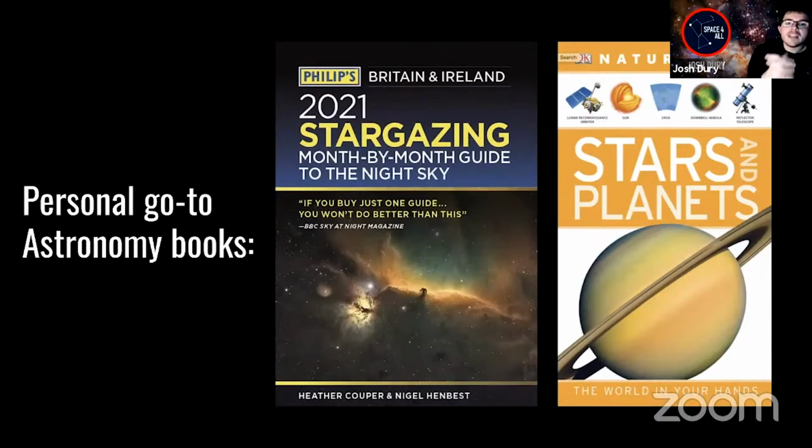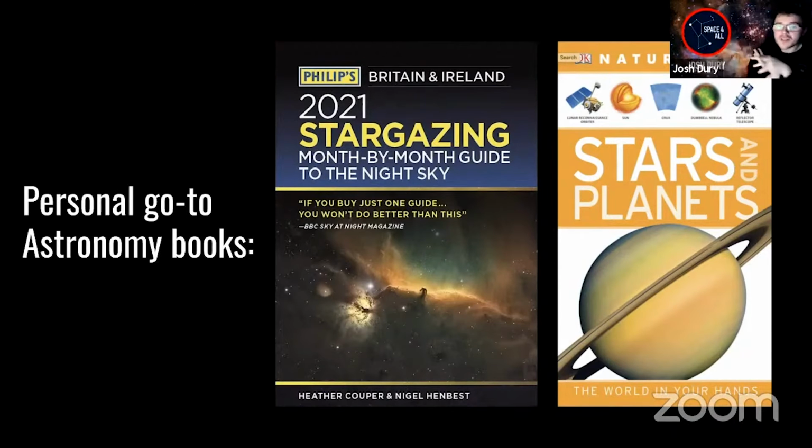These books are really good if you want to find out exactly where these objects will be in the night sky. So during this talk, I've given you a rough idea of when you'll be able to see these planets. However, Philip's 2021 Stargazing, written by Heather Cooper and Nigel Henbest, is a really good resource, guys. Make sure you buy it after this talk, get a reserve on eBay. It is so good and breaks down through the months, and you'll be able to see what planets are best suited in the night sky throughout the months.